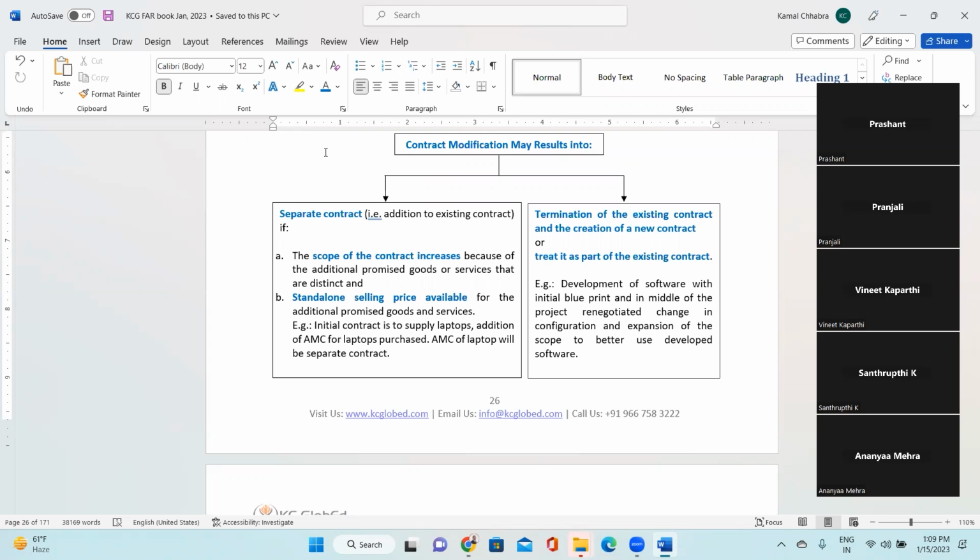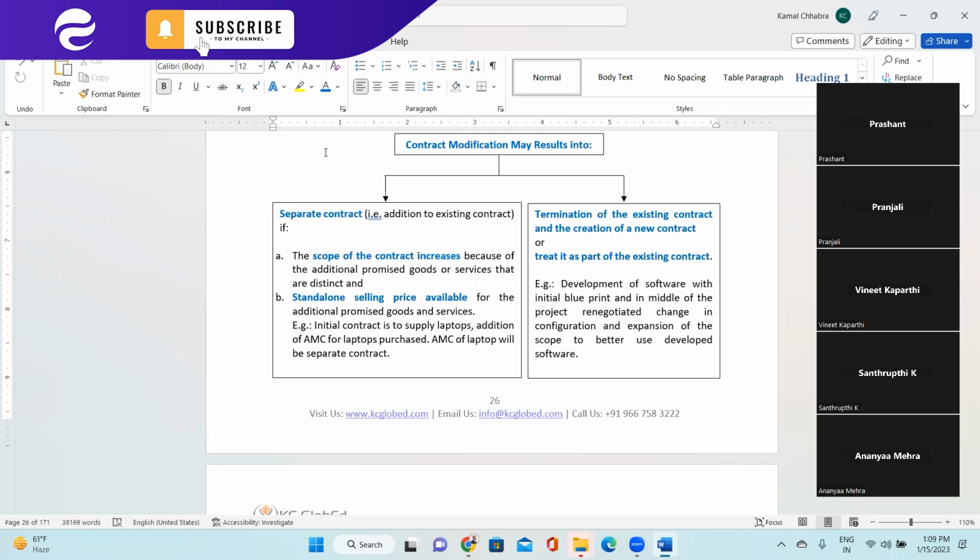It may either result in termination of the original contract and entering into a new contract, or an additional, separate contract in addition to the existing contract, right? If it is a separate contract that is an addition to the existing contract, the scope of the contract increases because of additional promised goods and services that are distinct, and a standalone selling price is available for them. Hence that contract is called a separate contract.